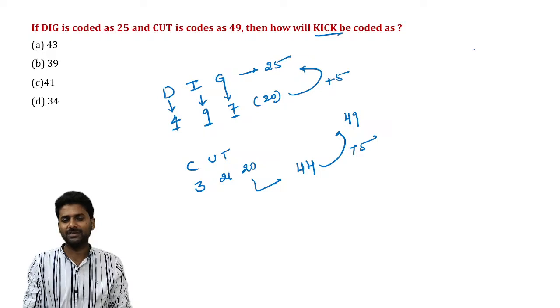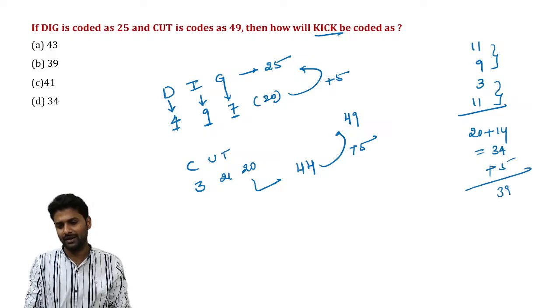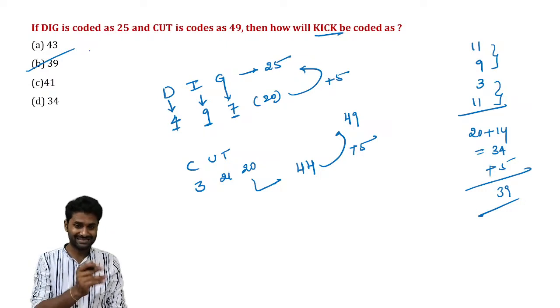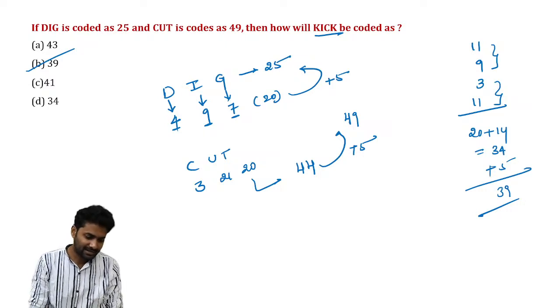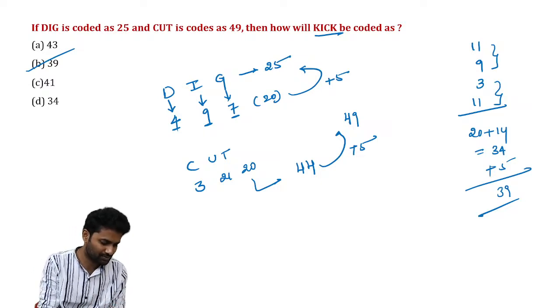Now let's go for KICK. 11, 9, 3, 11. So 11 plus 9 is 20. So 20 plus 14 is 34. But don't choose 34 as your answer. According to the condition, you have to add 5 units, then the result becomes 39. Don't choose 34, guys. It's 39. 39 is the correct answer. According to the code language only, you have to consider your option.